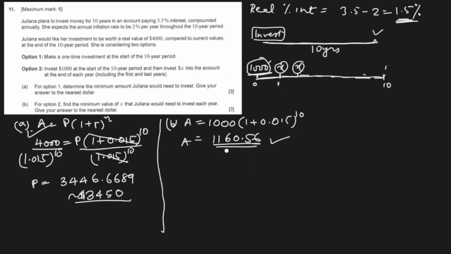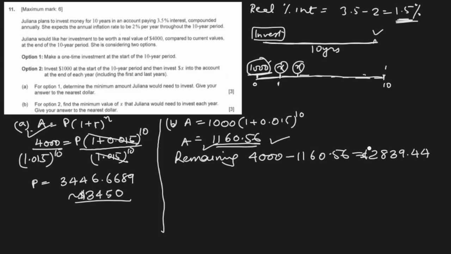So done. Remember, he wants $4,000 at the end of 10 years. Out of 4,000, he will get 1160. So how much is remaining? 4,000 minus 1160.56, which will be $2839.44. This he needs to earn, or sorry, Juliana needs to earn from the investments she is putting in every year. So we will use the same formula for them, but individually.